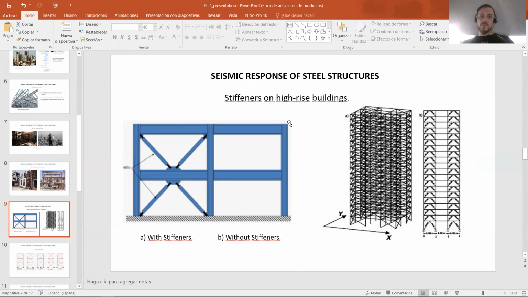So why are we using stiffeners? Stiffeners are used to add a little bit more rigidness to our frames. Right here we have a picture of a frame, A with stiffeners and B without stiffeners. It can be applied in all the frames of the building, or mostly the frames of the building, so the movement can be mitigated.